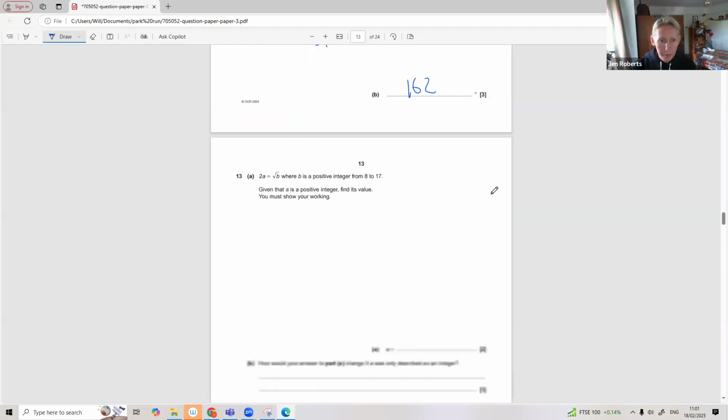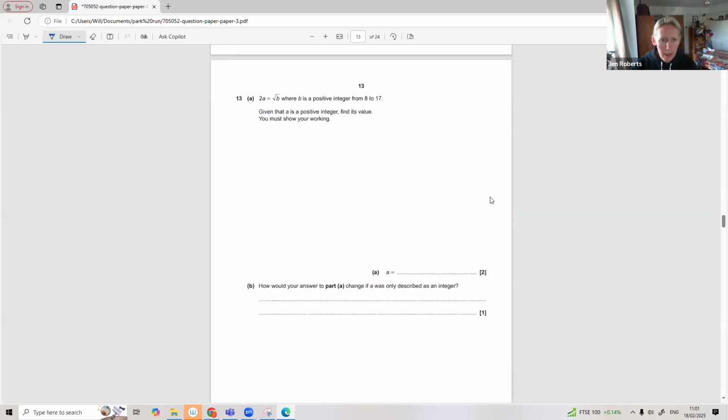Okay, next question. 2a equals root b, where root b is a positive integer from 8 to 17. Integer means whole number, so I'm just thinking, what are my square numbers between 8 and 17? 3 squared is 9, so 9 is a square number. 4 squared is 16, so these are my only square numbers between 8 and 17. Right, square root of 9 is 3, isn't it?